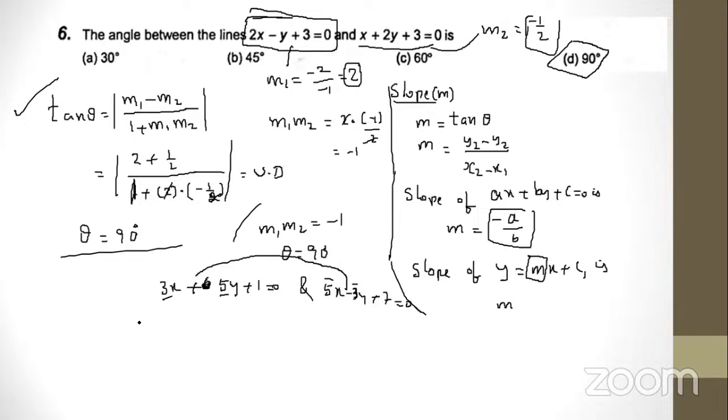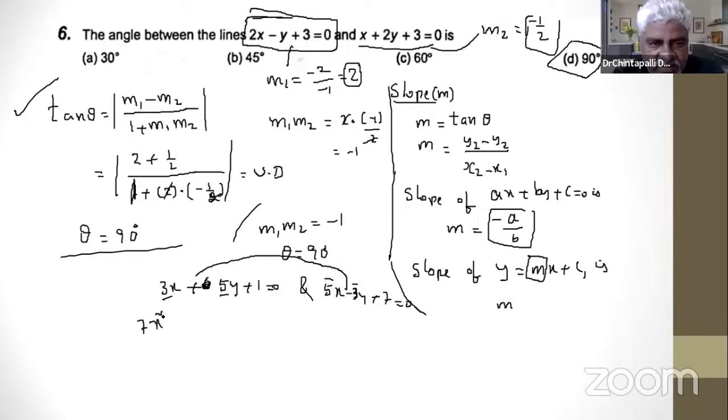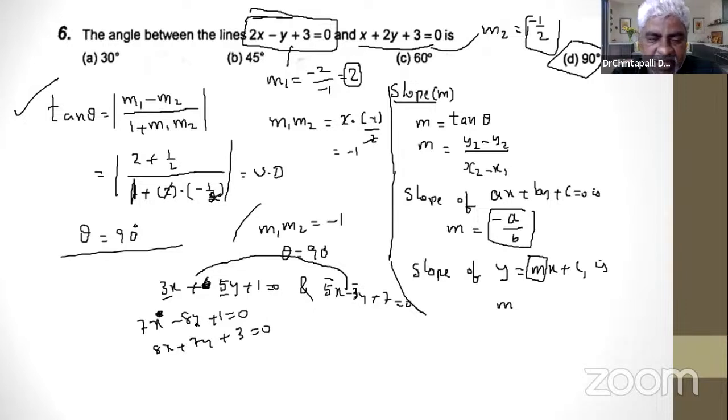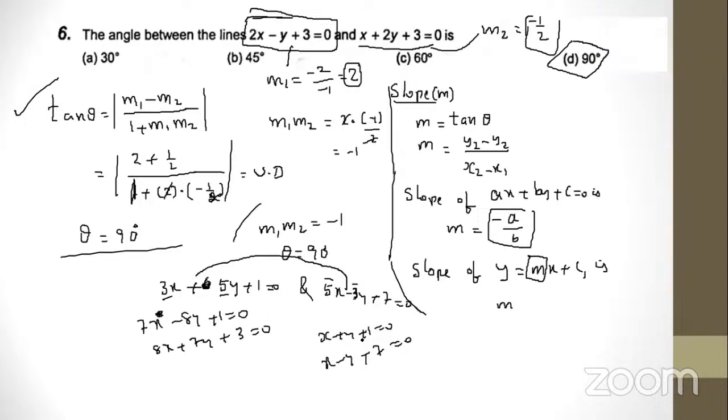I'm giving another example: 7x minus 8y plus 1 is equal to 0, and 8x plus 7y plus 3 is equal to 0. The angle between these two lines is 90 degrees. These two lines are perpendicular. Another example: x plus y plus 1 is equal to 0, and x minus y plus 7 is equal to 0. These two lines are also perpendicular.